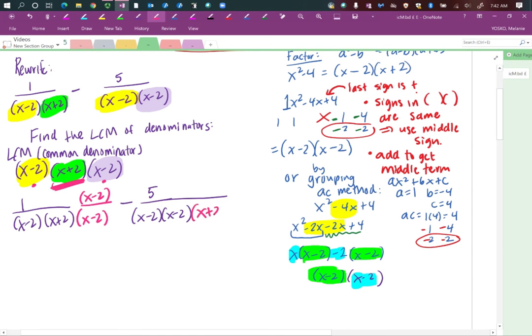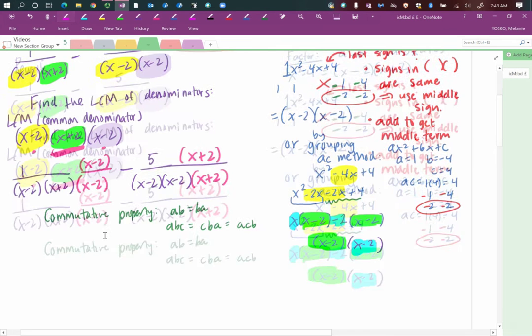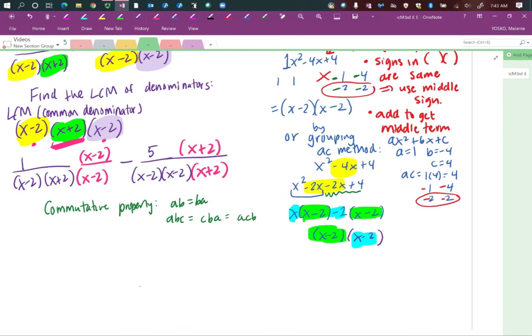So I need an x plus 2 in the denominator, but if I put it in the denominator, I have to put it in the numerator. That way I'm multiplying by the number 1. Okay. Now notice, the denominators are all the same. They may look different, but we have a commutative property which says A times B is the same as B times A. So A times B times C is the same as C times B times A, or A times C times B. I could do lots of different combinations. As long as these three factors are in the denominator of both, it doesn't really matter what order they're in if they're multiplied. Okay, so the denominators are the same.